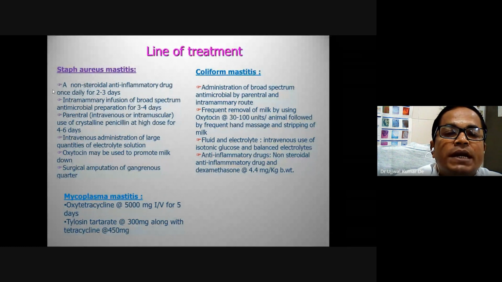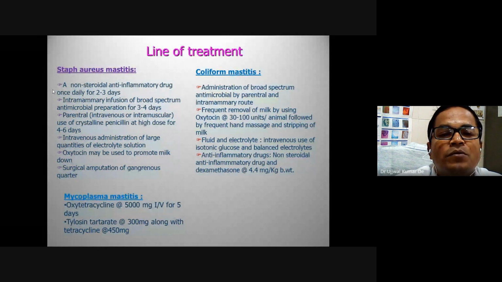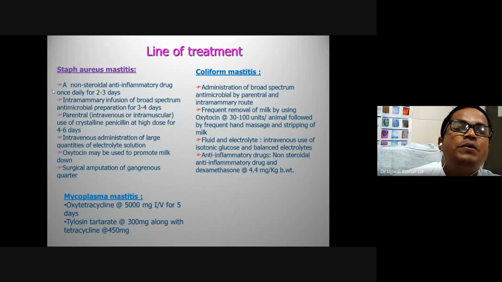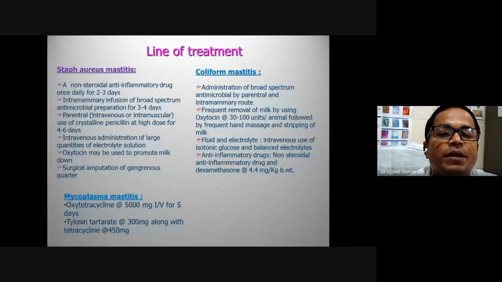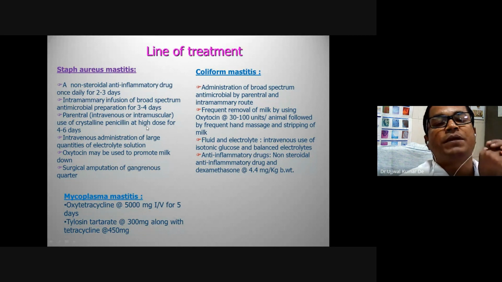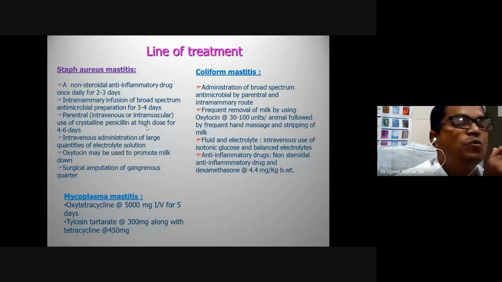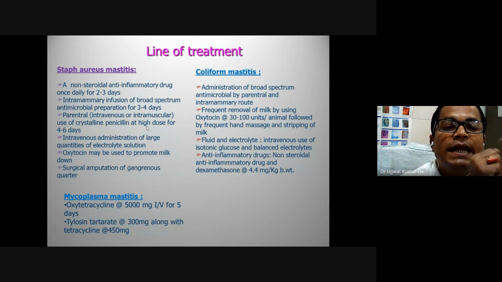Then you have to give an intramammary infusion of a broad spectrum antimicrobial. At the same time you have to do parenteral treatment with streptomycin, penicillin, or amoxicillin sulfate. The most preferable route of administration is intravenous, because in lactating animals with intramammary infection, until the milk is properly evacuated, the drug distribution will not happen. That's why intravenous preparations are given.